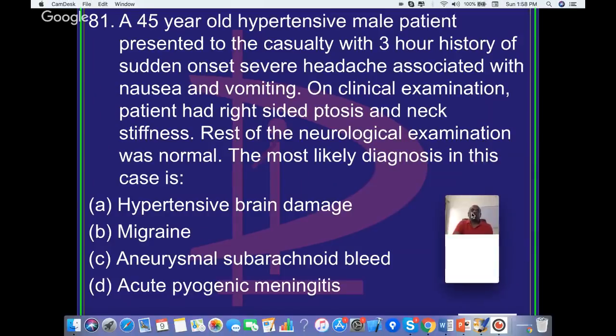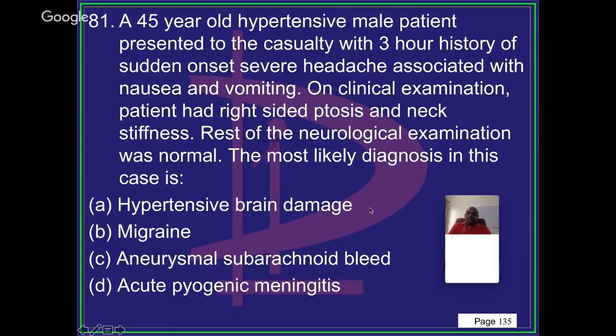Now, doc, a 45-year-old hypertensive comes to the casualty with a 3-hour history of sudden onset of severe headache, nausea, vomiting, right-sided ptosis. Neck stiffness is there. Everything else is normal. What is your answer, doctor? Question number 81. Excellent. Whenever subarachnoid bleed is there, because of the rupture of an aneurysm, you get severe neck stiffness, etc.